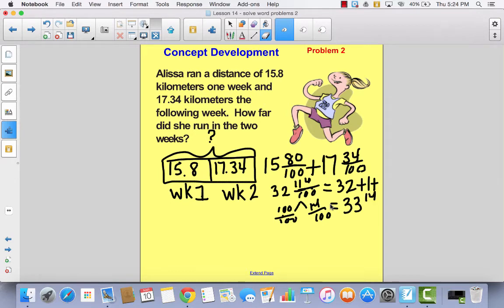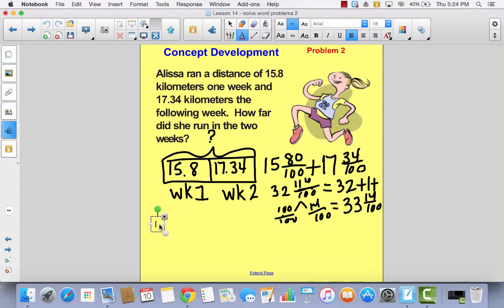So now all I have to do is write this as a statement. So how far did she run in 2 weeks? So I'm going to go ahead and just type that in right here at the bottom, and I'm going to say she ran 33 and 14 hundredths, that's the way I'm going to have to do my fraction since I'm typing, kilometers in 2 weeks. Okay? All right, let's try the next one, problem 3.